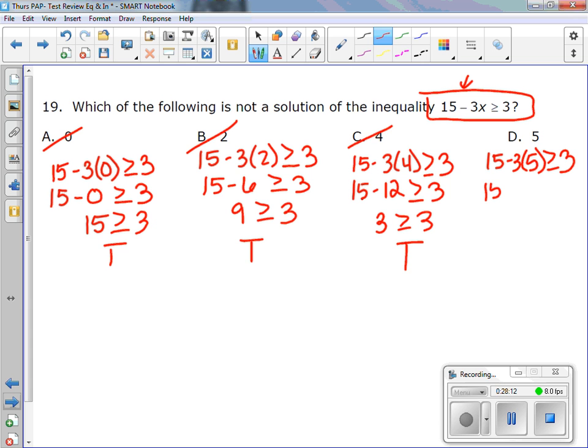So 15 minus 15, that's 0. Is 0 greater than or equal to 3? No. So D is my answer here.